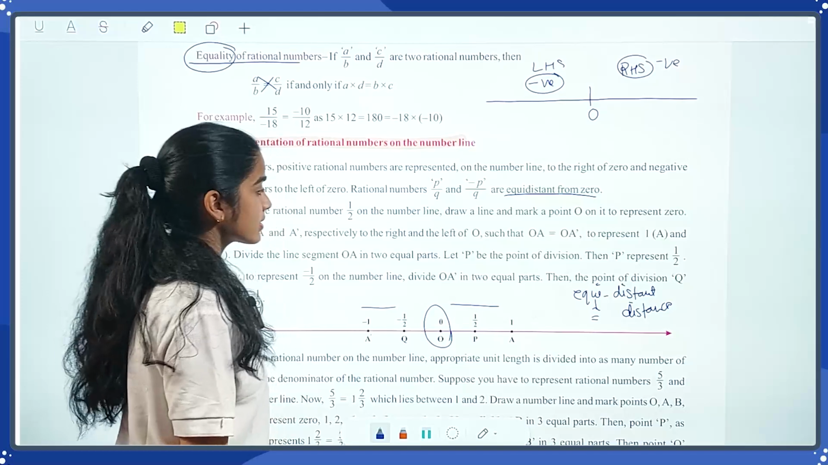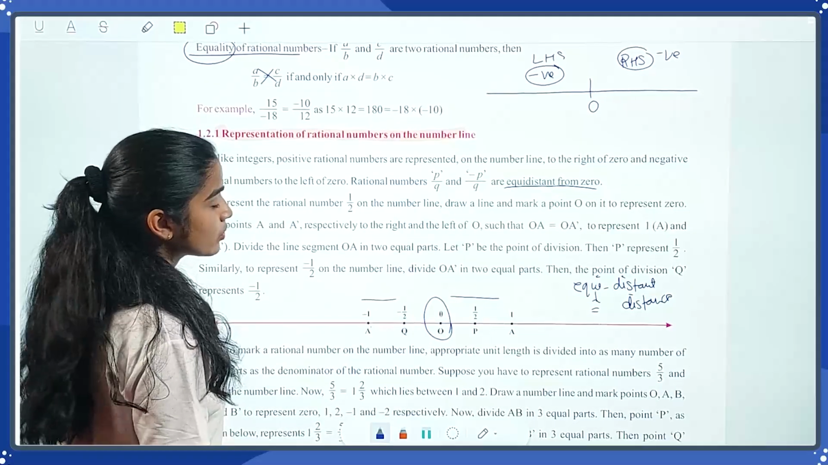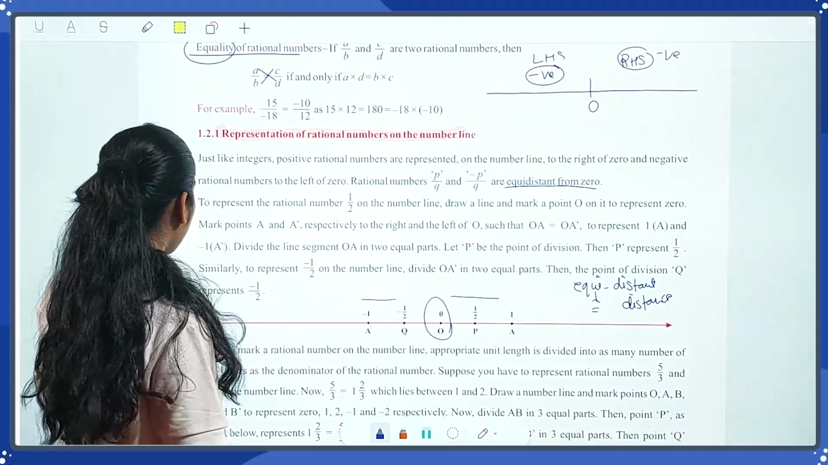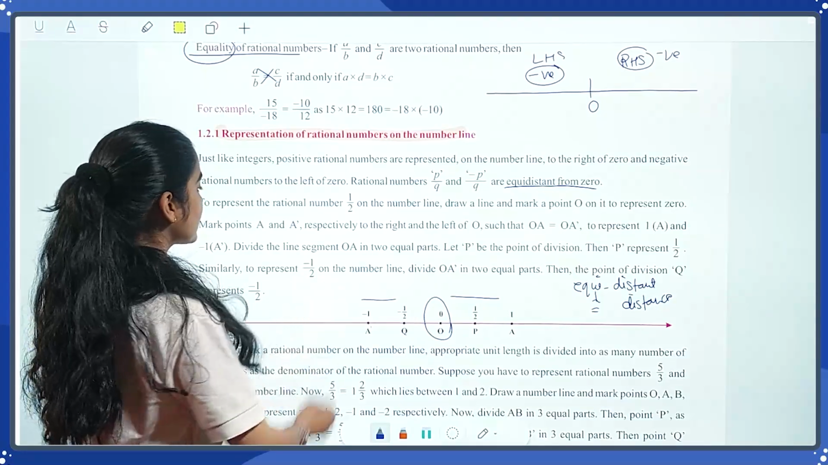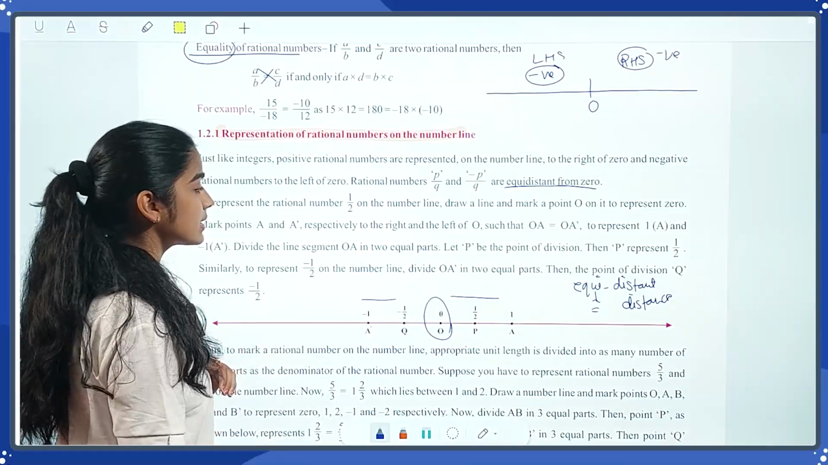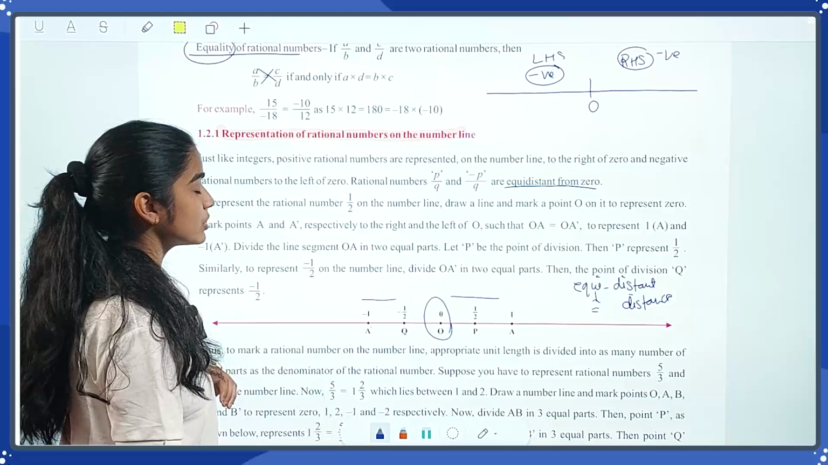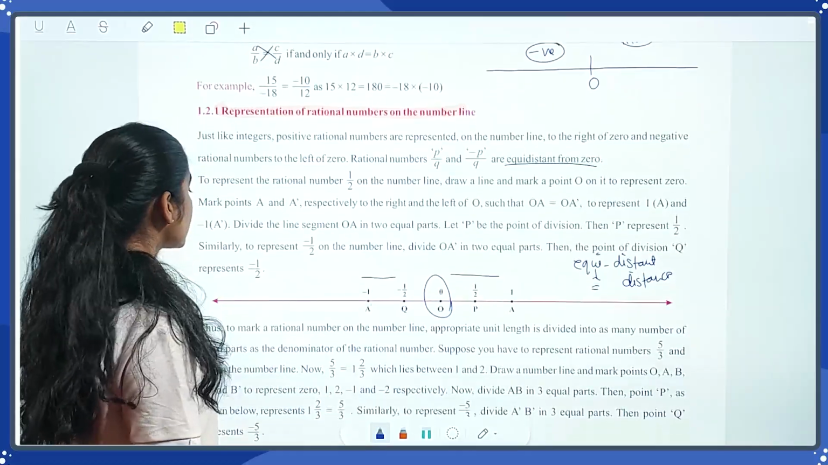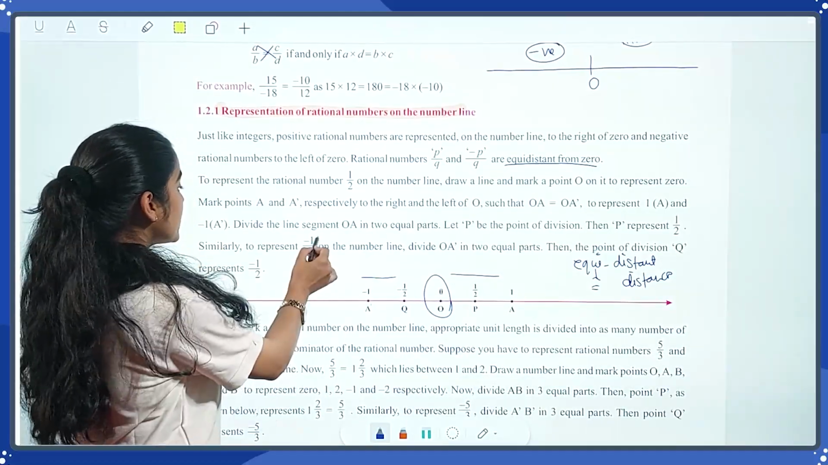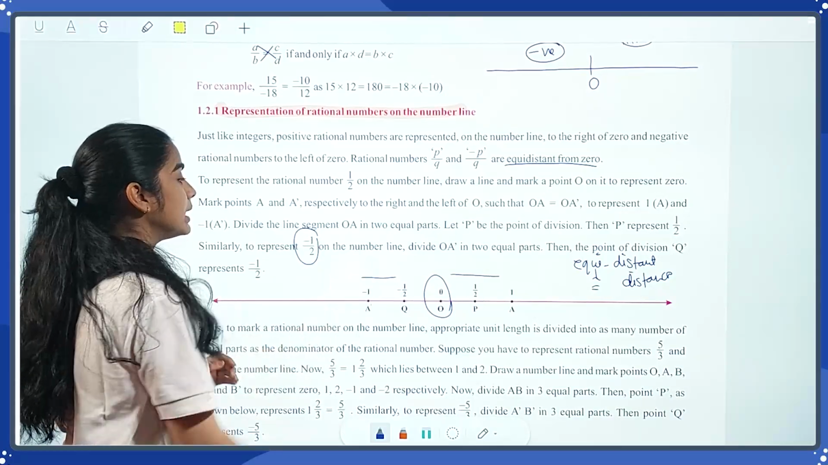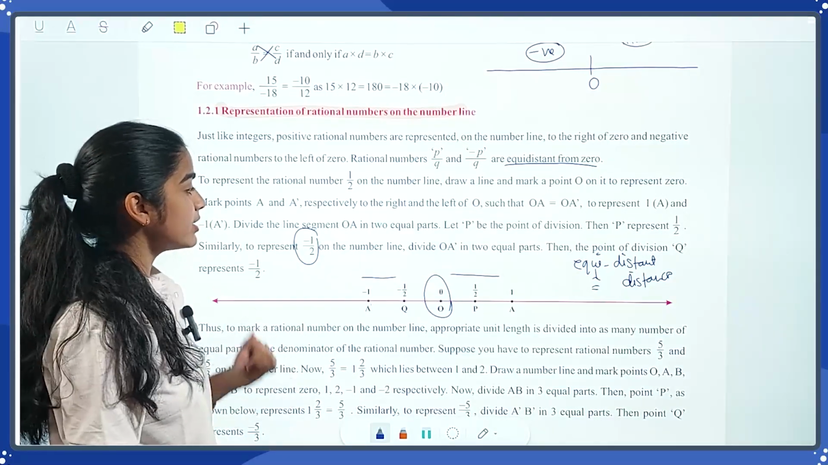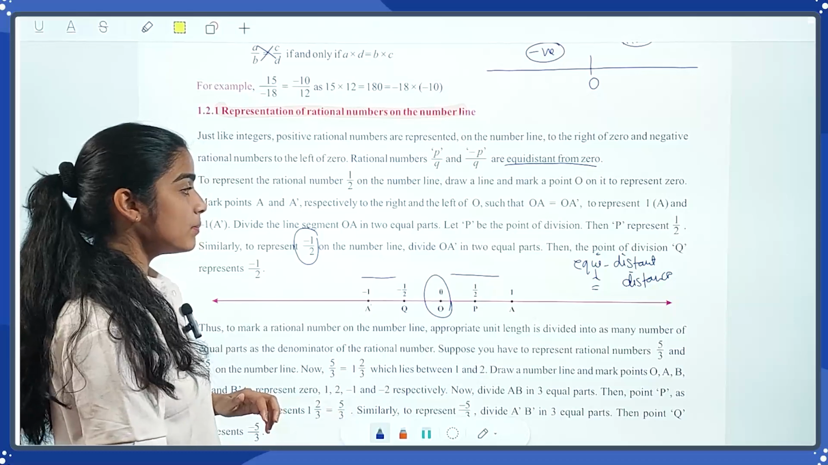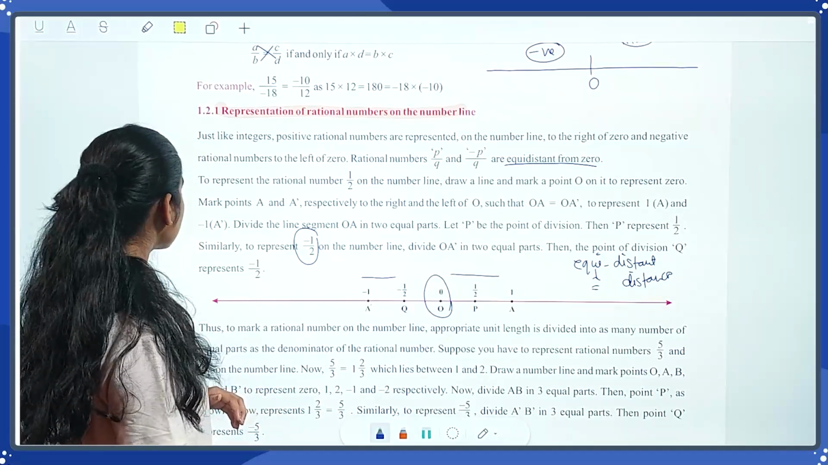Okay. Next, to represent 1 by 2 and minus 1 by 2, divide the line segment OA into two equal parts. Let P be the point of division, then P represents 1 by 2. Similarly, to represent minus 1 by 2 on the number line, divide OA dash in two equal parts. Then the point of division Q represents minus 1 by 2.